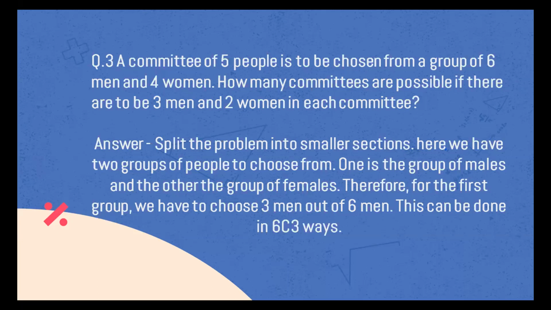You can understand why these would be independent, because when we draw the tree diagram, the two diverge from a branch, and whatever you have on the male side won't affect the female side. So we split the problem into two steps, and we have two groups to choose from: one is the group of males and the other is the group of females. For the first group, we have to choose 3 men out of 6, and that would simply be 6 choose 3.